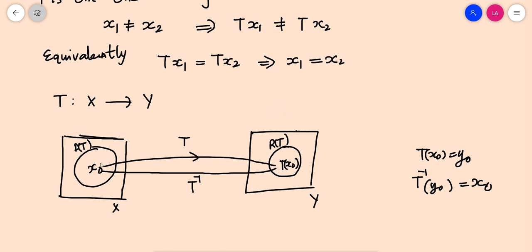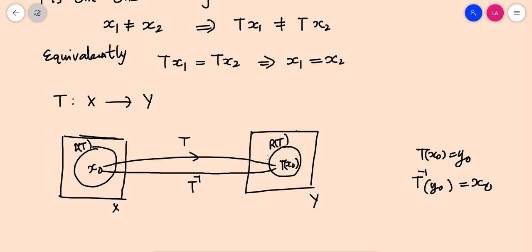So for every x naught which maps onto y naught, the inverse of the function maps y naught onto x naught. This is the basic idea. Clearly, whenever the inverse exists, the function T must be one-one only. If you define T from D(T) to R(T), it is always onto. So whenever the function is one-one, the inverse exists whenever T is defined from D(T) to R(T).